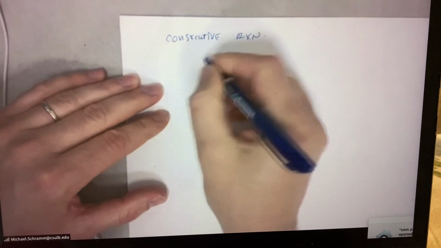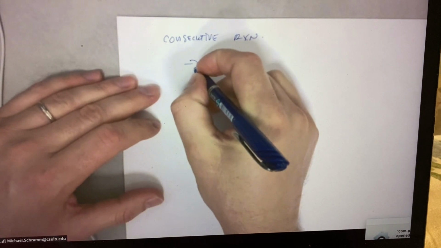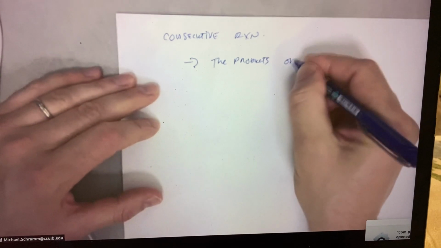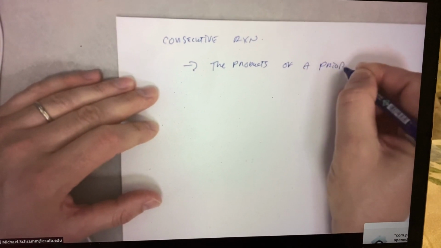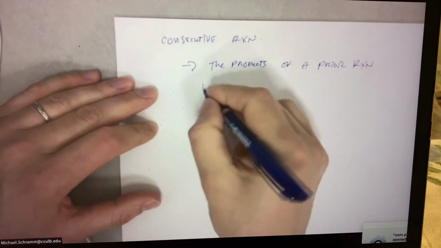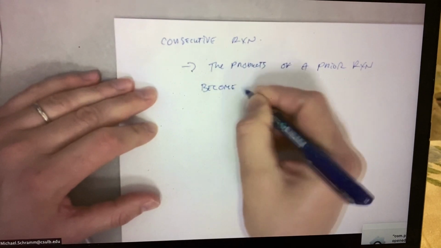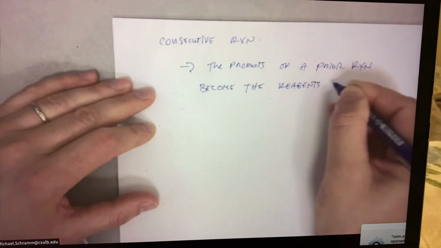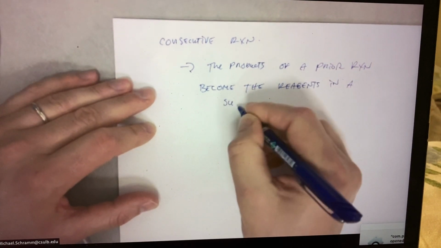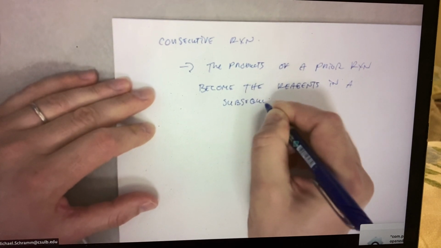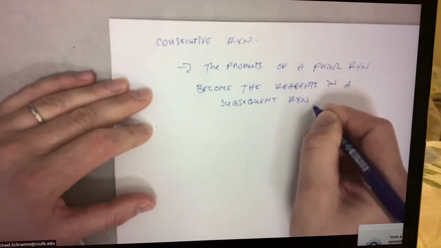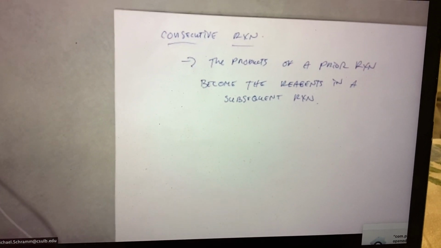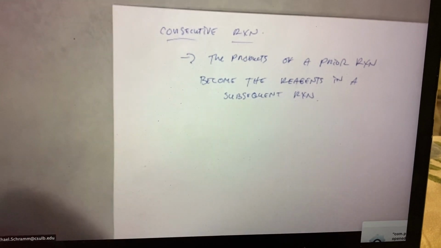A consecutive reaction is basically where the products of a prior reaction become the reagents in a subsequent reaction. So consecutive reaction isn't really anything special. It's just that one product is formed. It can continue on and then become a reactant and do something else.